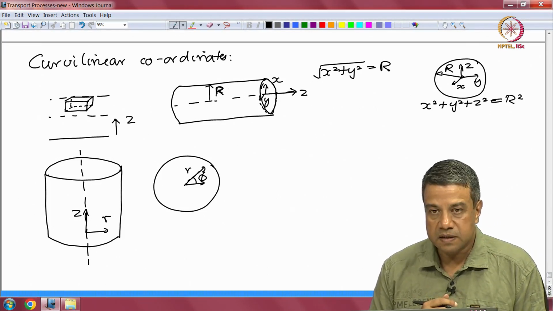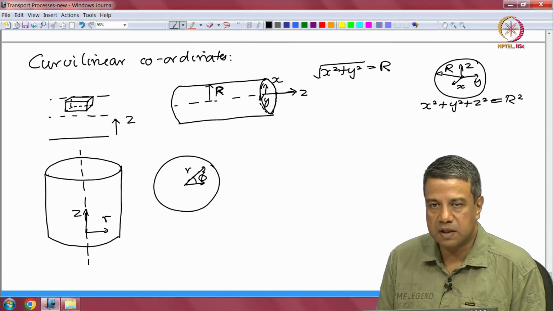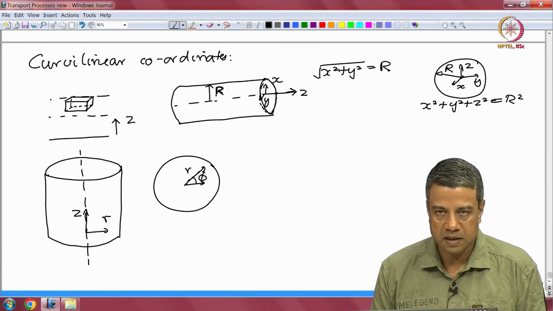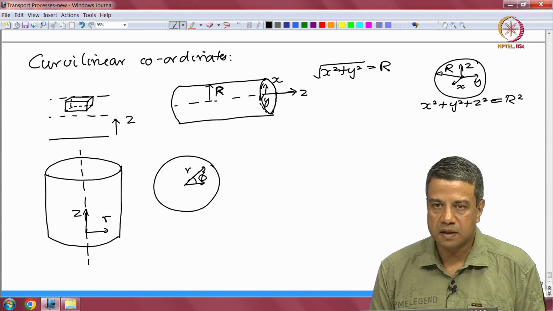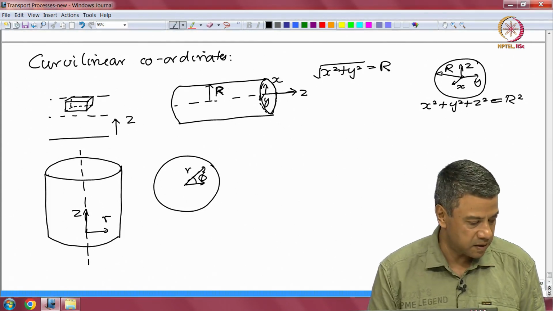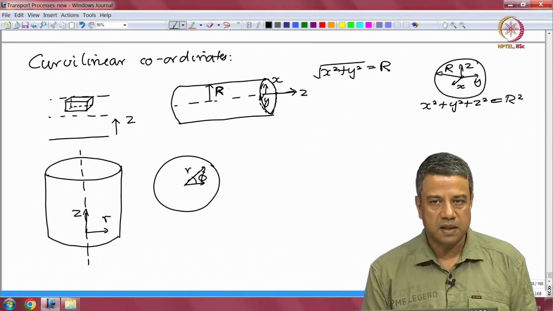So, obviously, since the coordinate is not the distance from a plane, but rather a distance from an axis, the differential equations that we get by a balance will also be different in this case. However, the procedure is exactly the same.